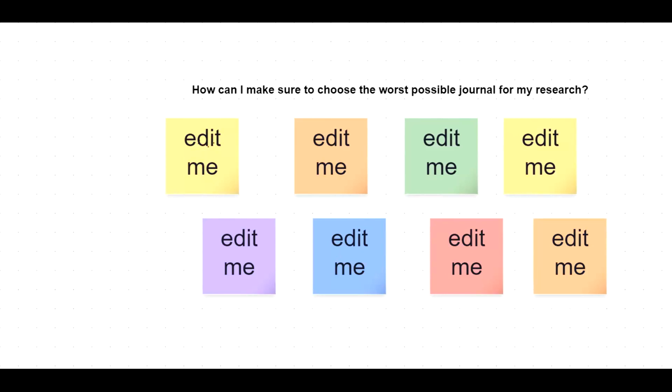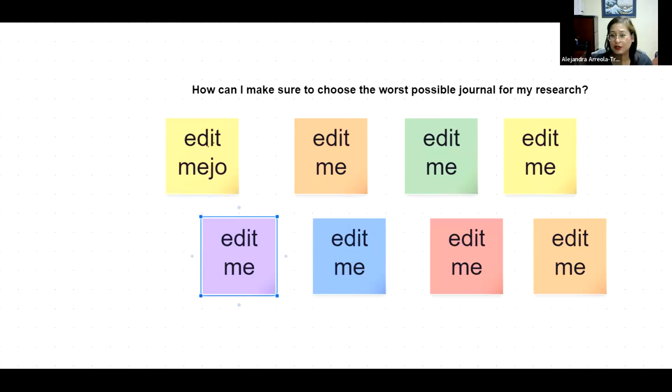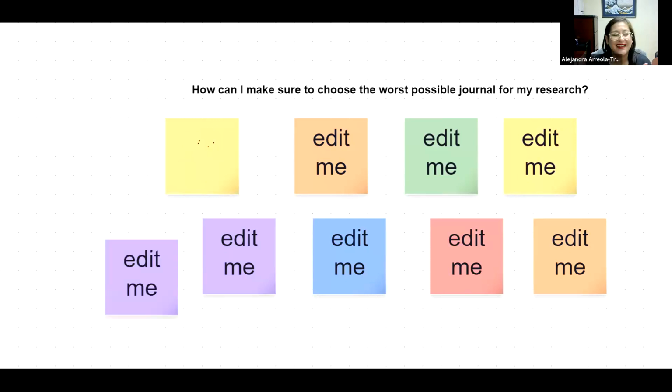I think everyone is back. Welcome everyone. So what you have here is a whiteboard, and I would like you to add one thought per sticky note about the ideas that you discussed on how to choose the worst journal for your research. Just one per sticky note. You can find more sticky notes on your right. And let's see what you all discussed.